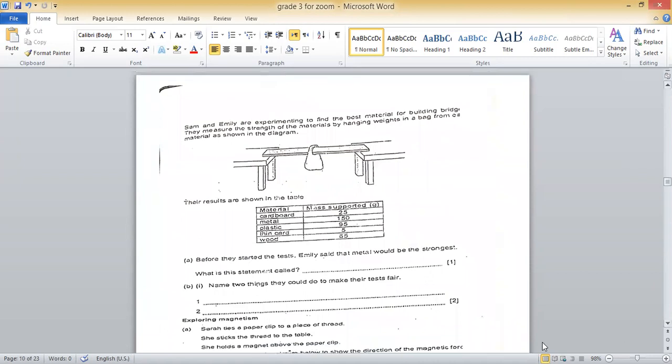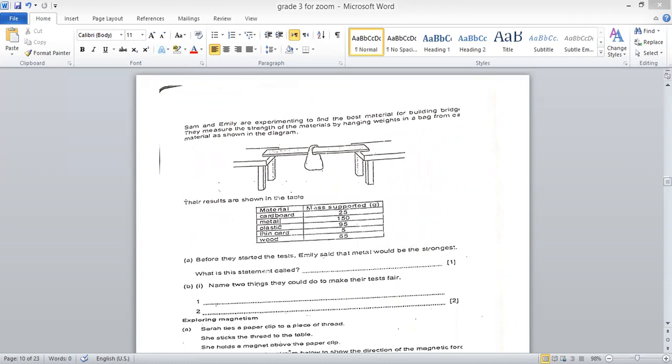Here is an investigation. Sam and Emily are experimenting to find the best material for building a bridge. They measure the strength of the materials by hanging weights in a bag from each material as shown in the diagram. The results are shown in the table.